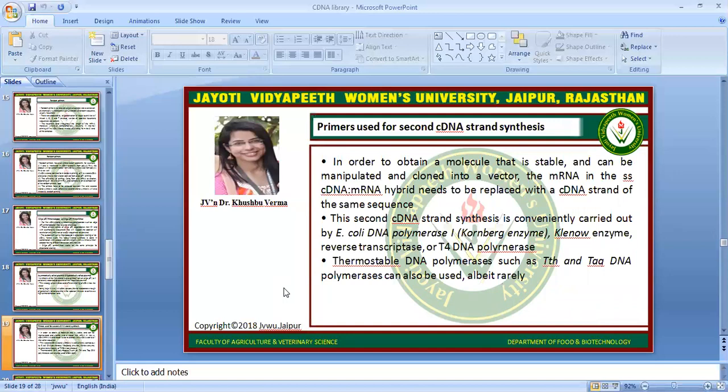Now we will discuss the primers used for second cDNA synthesis in order to obtain a molecule that is stable and can be manipulated and cloned into a vector. The messenger RNA in the single-stranded cDNA-messenger RNA hybrid needs to be replaced with a cDNA strand of the same sequence. This second cDNA strand synthesis is carried out by E. coli DNA polymerase I, Klenow enzyme, reverse transcriptase, or T4 DNA polymerase. More stable DNA polymerases, such as Thermus aquaticus (Taq) DNA polymerase, can also be used.